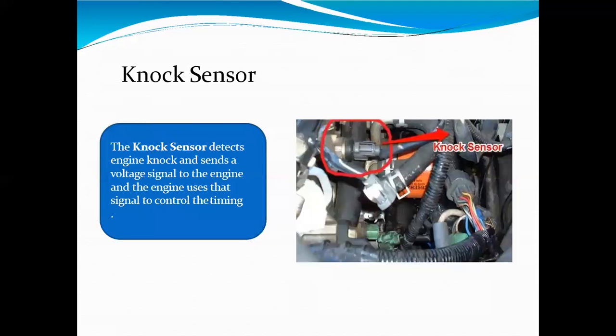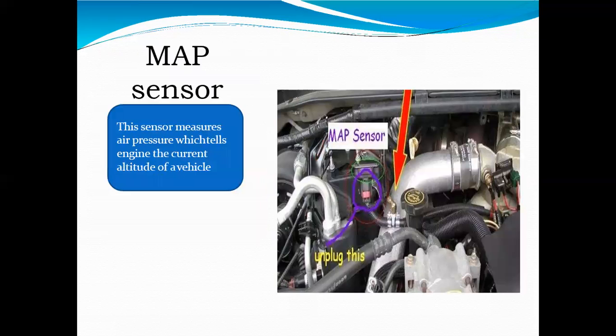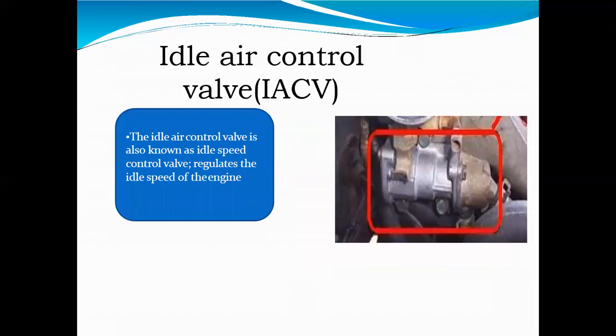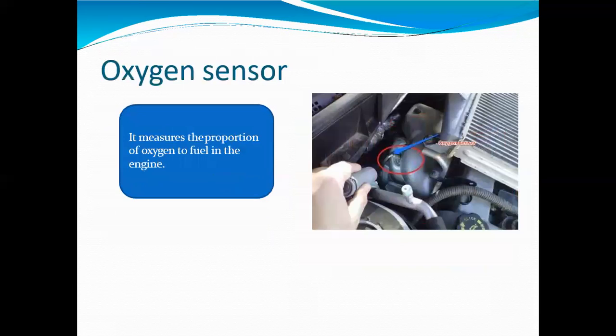So we already discussed that. So, knock sensor. This knock sensor detects the engine knock and sends a voltage signal to the engine, and the engine uses the signal to control the timing. So, MAP sensor. This sensor measures air pressure, which tells the engine the current altitude of the vehicle. Idle air control valve, that is IACV. The idle air control valve is also known as the idle speed control valve; it regulates the idle speed of the engine. So, oxygen sensor, that measures the proportion of oxygen to fuel in the engine.